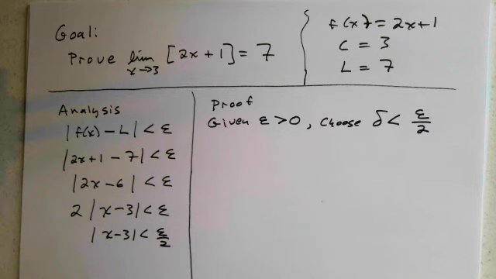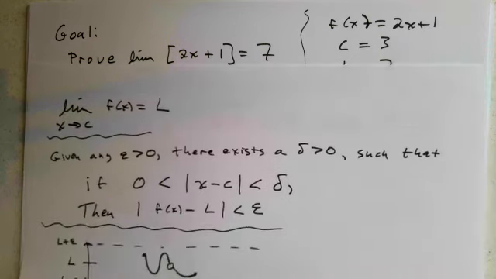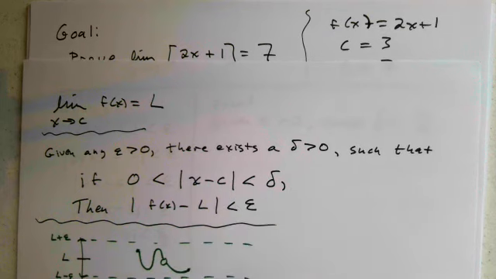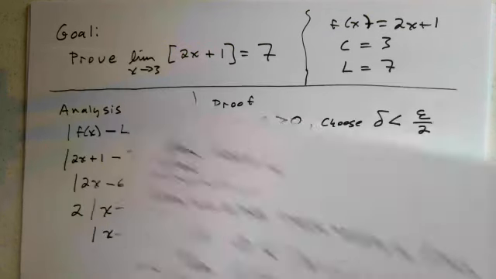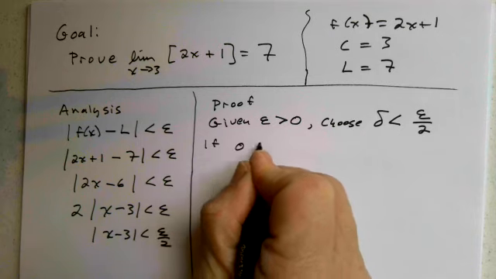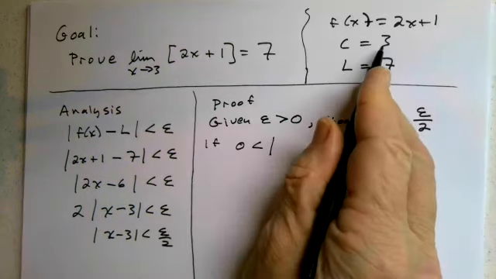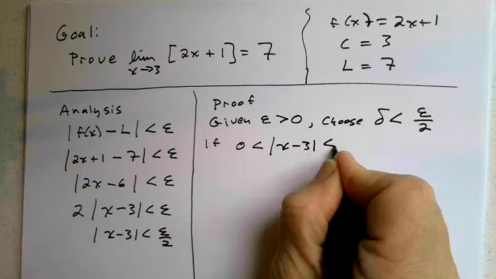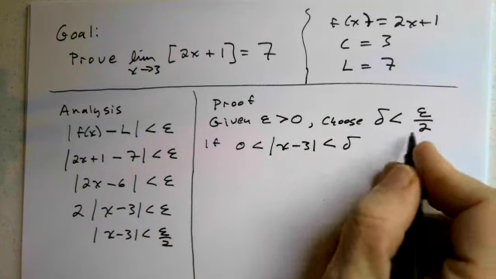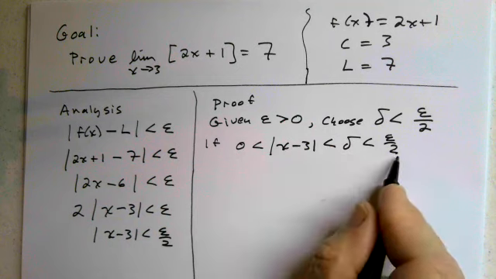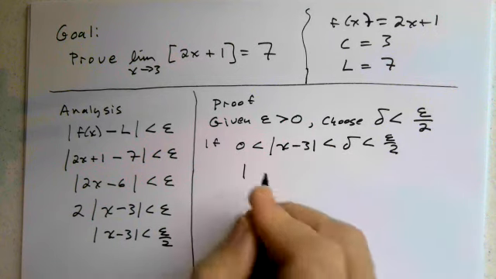Now, where does this start? We start with our if statement. Our if statement is 0 less than absolute x minus c less than delta. So that's our if. So if 0 is less than absolute x minus c, absolute x minus 3 is less than delta, which is in turn less than epsilon over 2. So that means absolute x minus 3 is less than epsilon over 2.